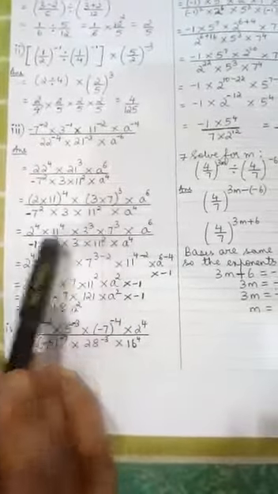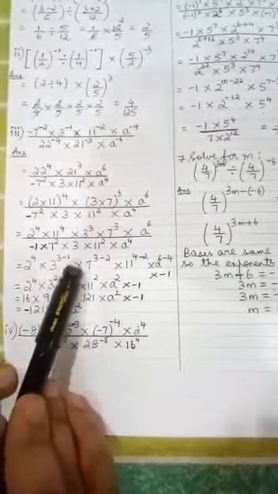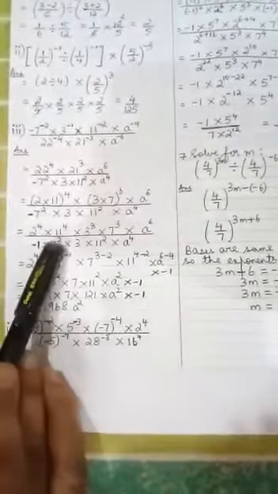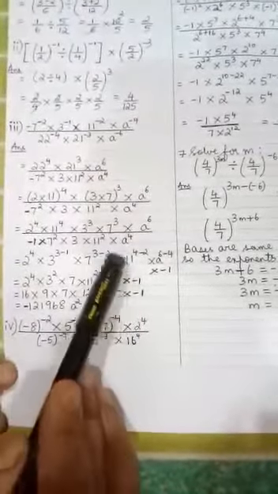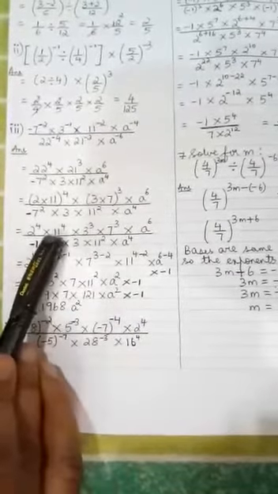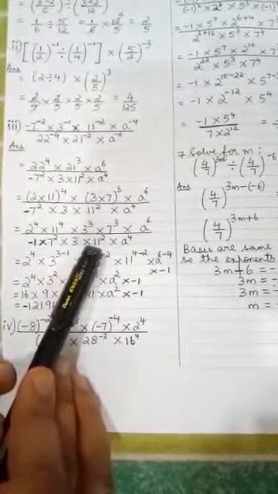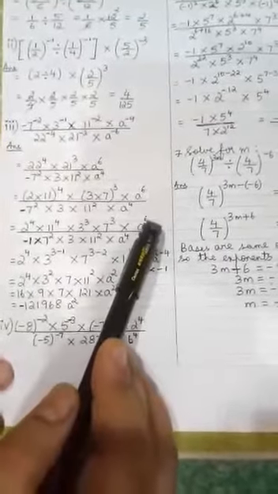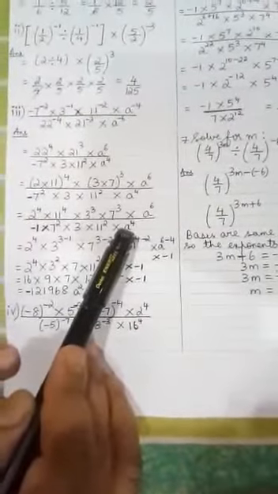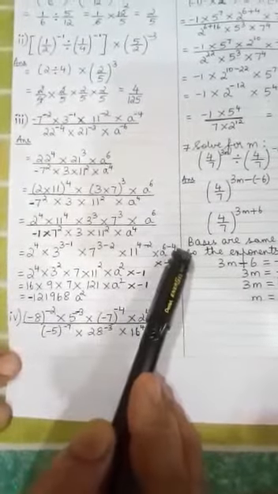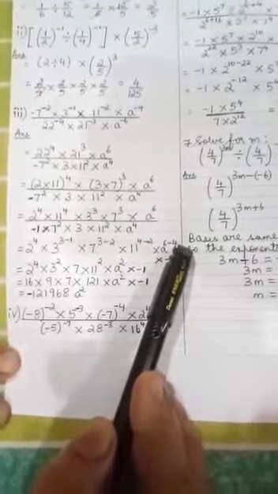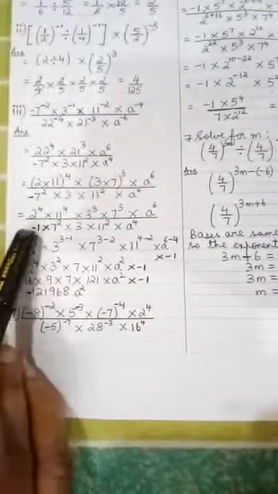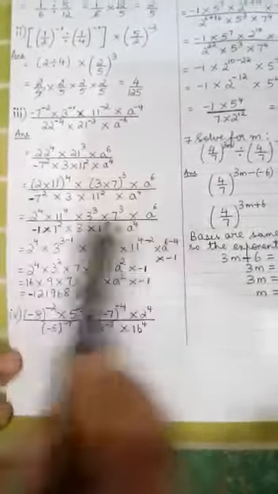Then there are two terms with base 7. So again subtract the powers because they are in division. 7 power 3 minus 2, multiplied by 11 power 4 divided by 11 squared. So 11 power 4 minus 2. We can see a power 6 divided by a power 4. So a to the power 6 minus 4. Divided by minus 1. Minus 1 is in the denominator.